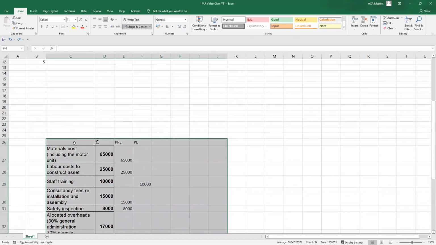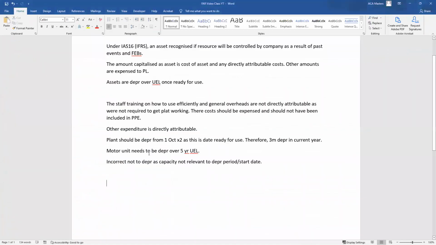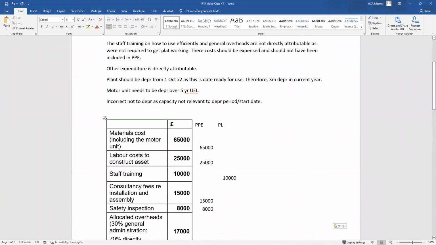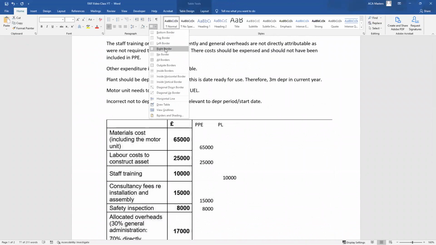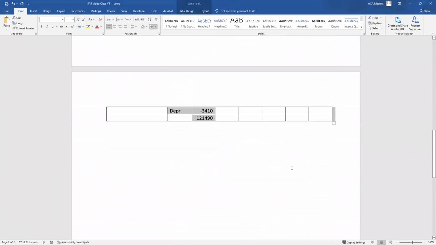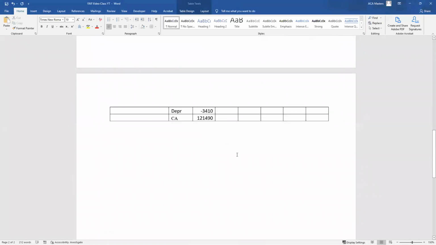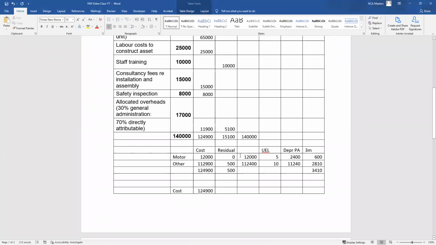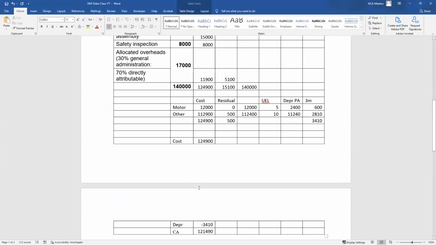So you can copy this over into the word processor area. So you'll have that there in your word processing area, so the examiners will be able to see what you've done there. So we've got the cost, we've got the depreciation, and then we've got the carrying amount at the year end. So that's all quite clear. Everything's labelled up, PPE, P&L, you can see everything here, clearly that's a depreciable amount. And they can see exactly what we have done here.